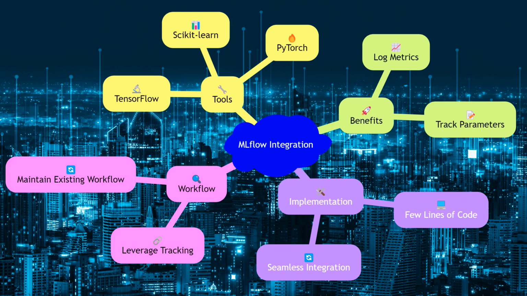MLflow can be integrated with other tools in your machine learning pipeline. For example, you can use MLflow with popular libraries like TensorFlow, PyTorch, and scikit-learn. Integration is usually straightforward and involves adding a few lines of code to log metrics and parameters. This allows you to leverage MLflow's tracking capabilities without changing your existing workflow.